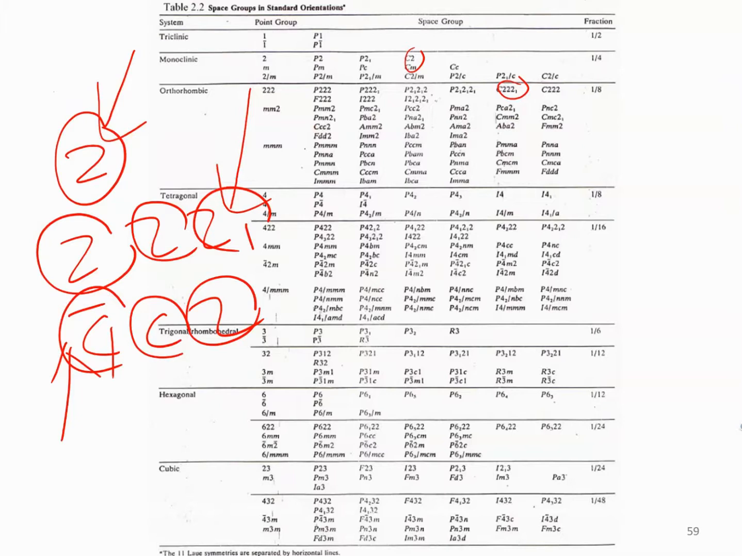Like 2 means 2-fold rotation, 2 subscript 1 means screw axis. This one means rotoinversion of 4. Okay, then later on you will study what all this symmetry means.